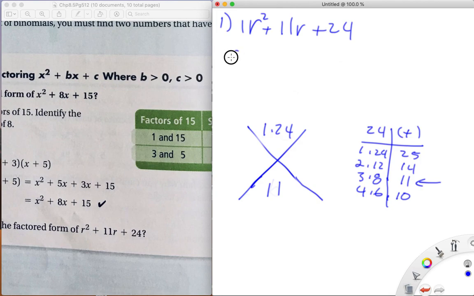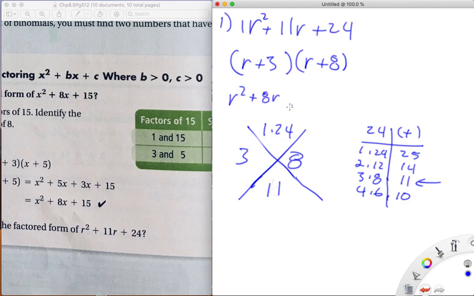Your answer is going to be r plus 3 times r plus 8, the 3 and 8. And then when I do FOIL, it's going to work. R times r is r squared. R times 8 is 8r. 3 times r, 3r. 3 times 8, 24. I combine those terms, and that gives me r squared plus 11r plus 24. So it works. It checks out.